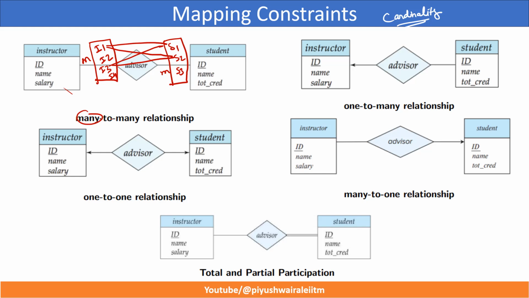That is many to many relationship. An instructor can have many students, and a student can also have many instructors, and it's represented by a single line only. There is no arrow in between.